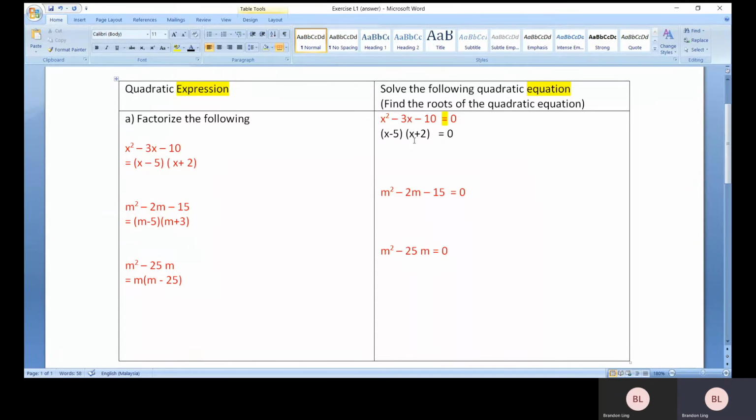Next, what you need to do is, assuming this x plus 2, you move it to your right side. Therefore, you'll be getting 0 divided by x plus 2, which is equal to 0. So that's why you have x minus 5 equals 0. Or you can move this x minus 5 to your right-hand side, and therefore it will become 0 divided by x minus 5. That's when you get x plus 2 equals 0. So lastly, you'll be getting x equals 5 or x equals negative 2.